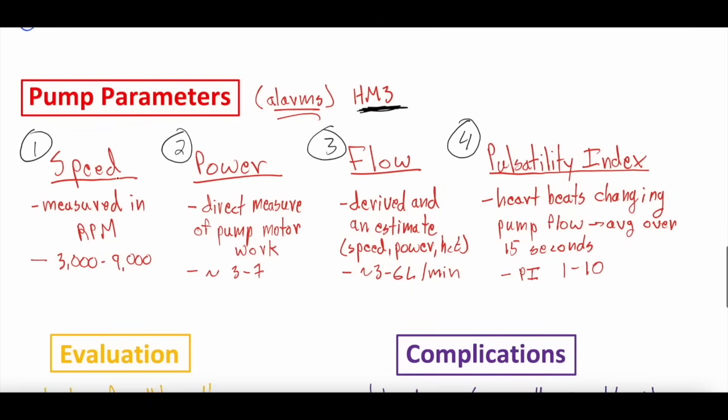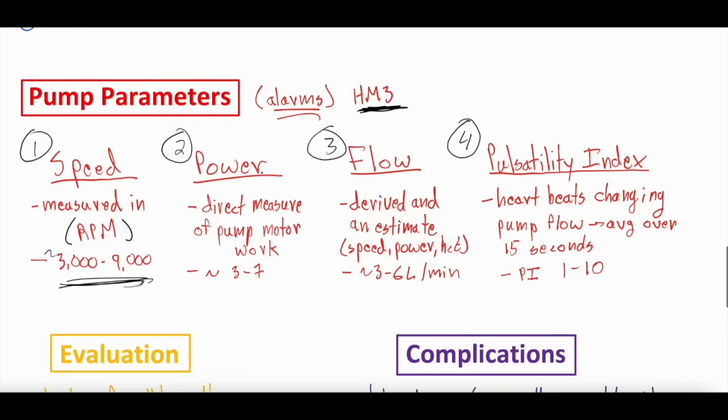So the speed is just that, the speed of the blood flowing, and that's in revolutions per minute, RPM. And it's about 3,000 to 9,000 RPM would be within the parameters of quote-unquote normal, although I think 4,000 is pretty close to normal. This is revolutions per minute of speed.